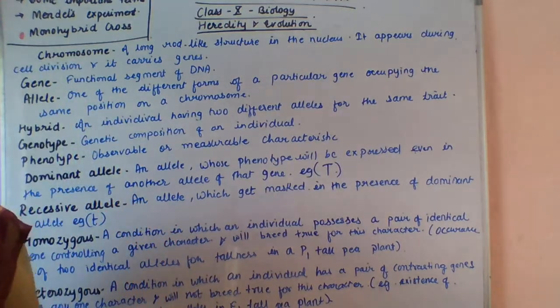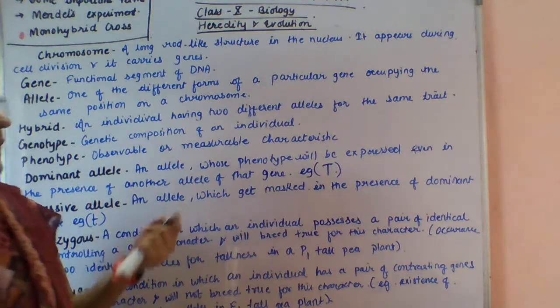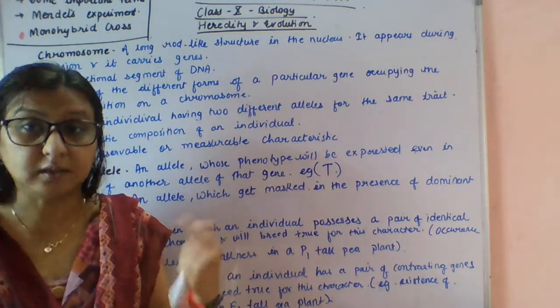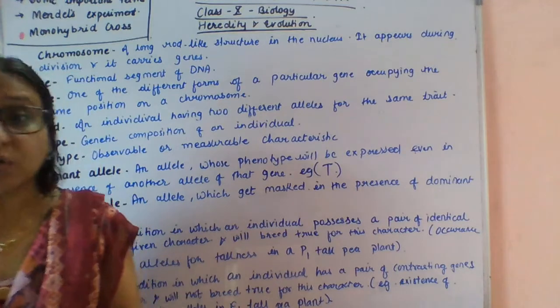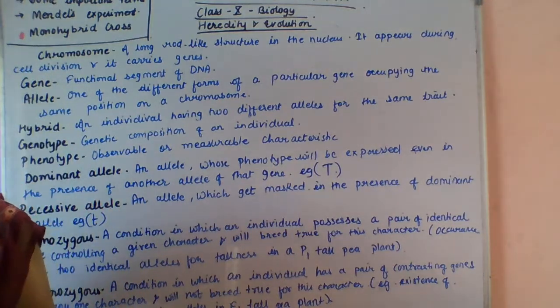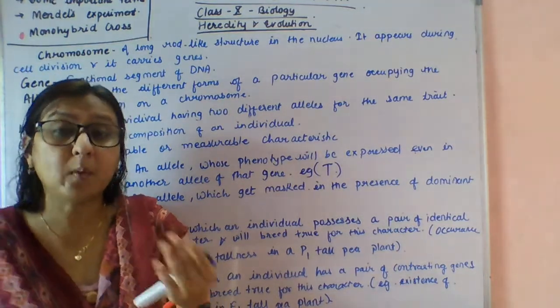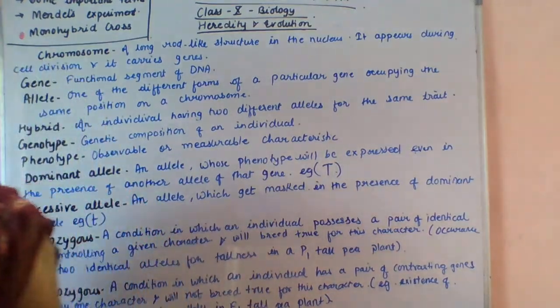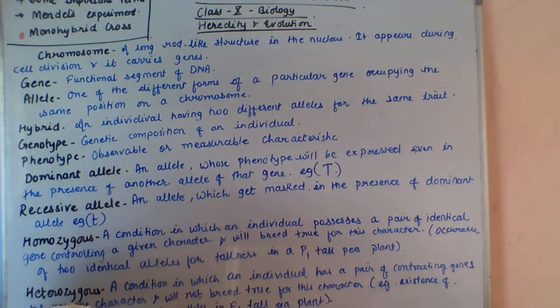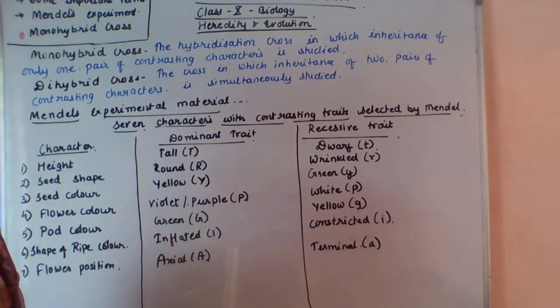So that is trait. And next, another term that often comes in this heredity and evolution cross is progeny. Progeny means a descendant or offspring, a daughter organism. Progeny means daughter organism. Okay. The next terms we will see are monohybrid and dihybrid.